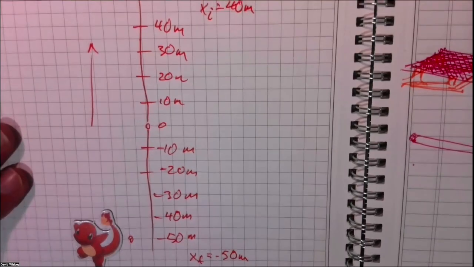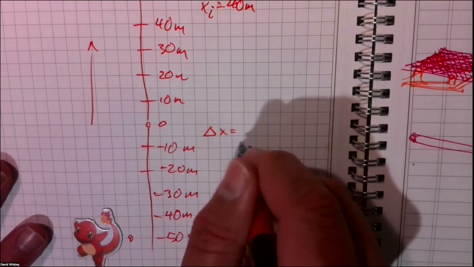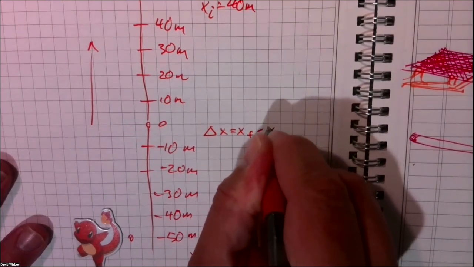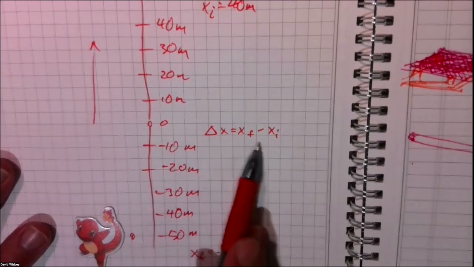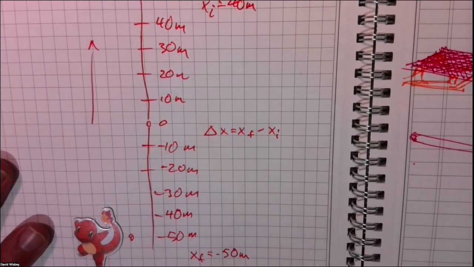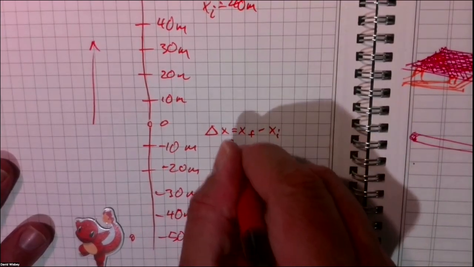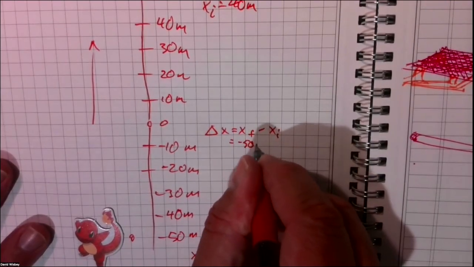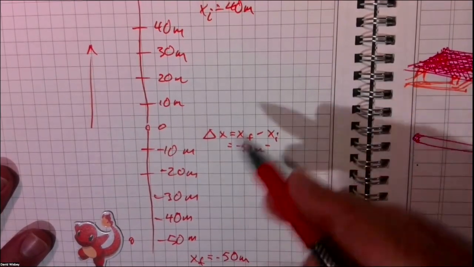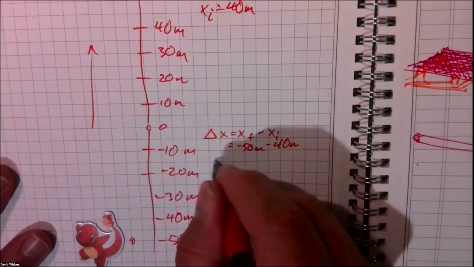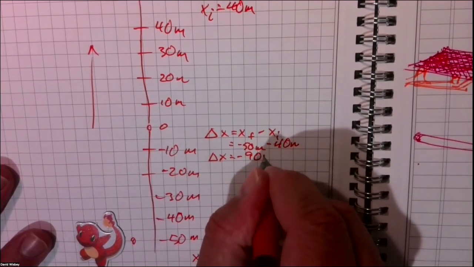So what's our displacement for this? Our total displacement, delta x, is going to equal x of f minus xi. This is really important because we're going to get a negative sign here, and that tells us about the direction. So don't forget about the negative sign. I'll put my numbers in here. My final position is minus 50 meters, and my initial position was 40 meters. So now I can see that Charizard underwent a displacement of 90 meters.